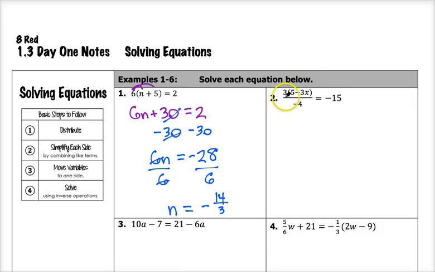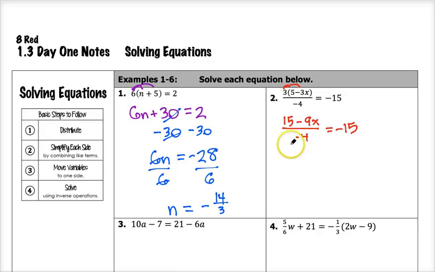For number 2, we have 3 times the quantity 5 minus 3x all over negative 4. The first thing I can do is distribute in the numerator this 3 to get 15 minus 9x all over negative 4 equals negative 15.